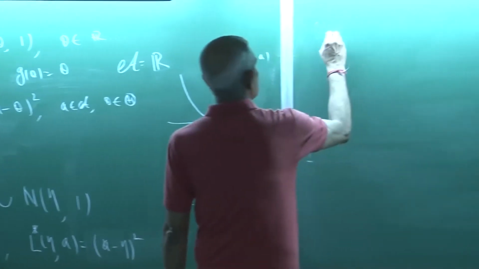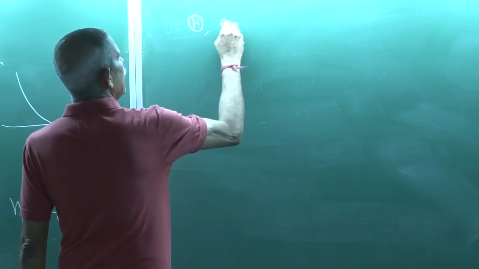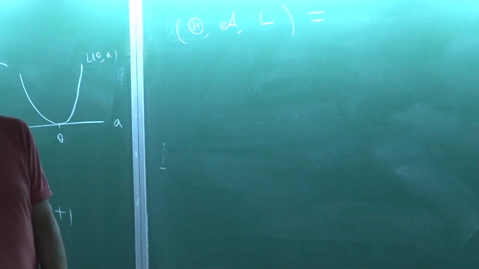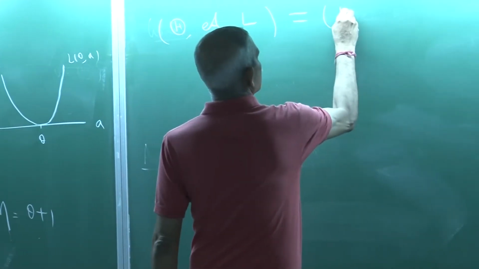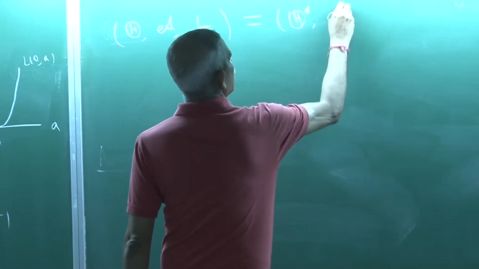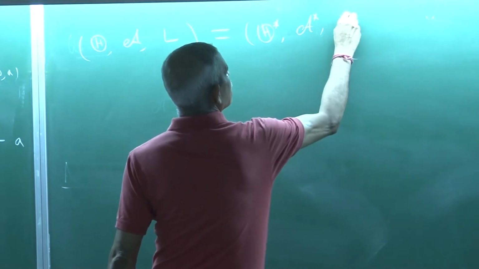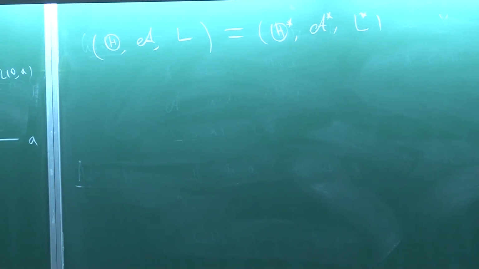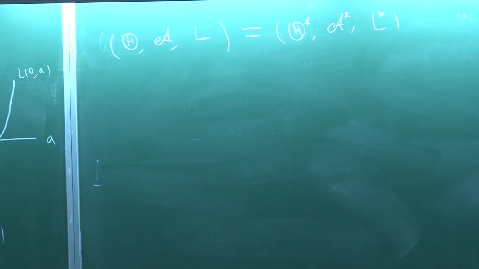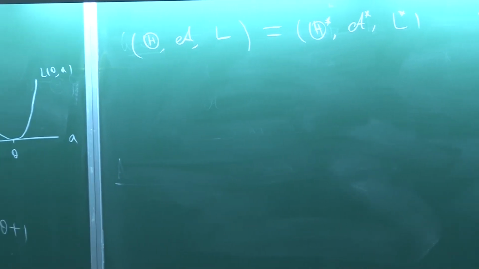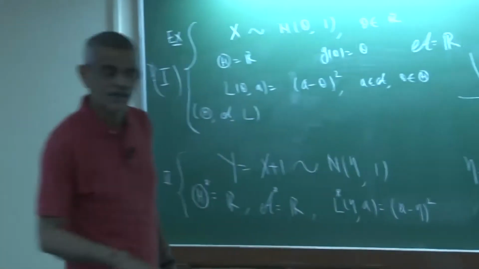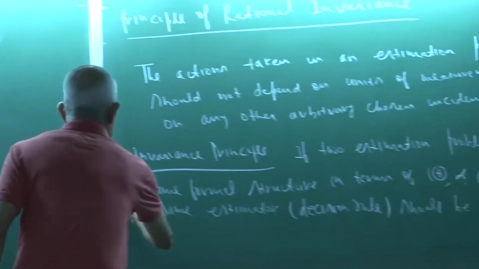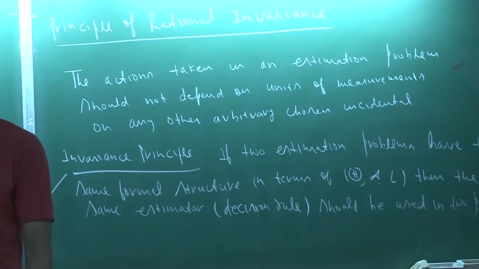What I see is theta, A, L is same as theta star, A star and L star. So that means the two estimation problems have the same formal structure. So what should I do? I should use the same decision rule. So the invariance principle says I should use the same decision rule or the same estimator.